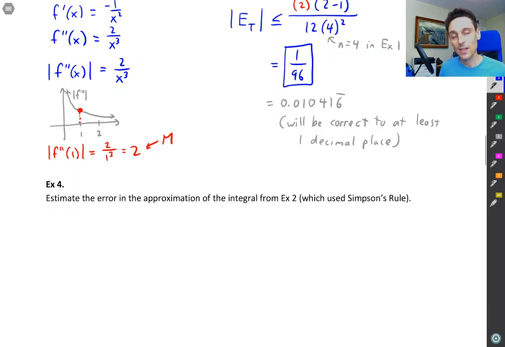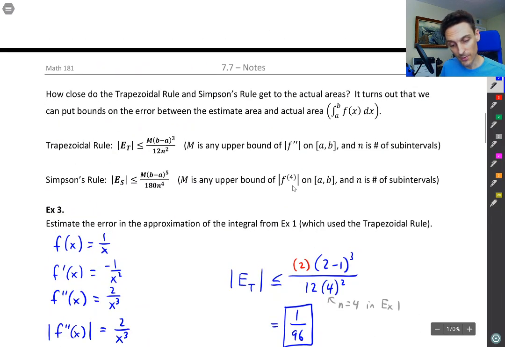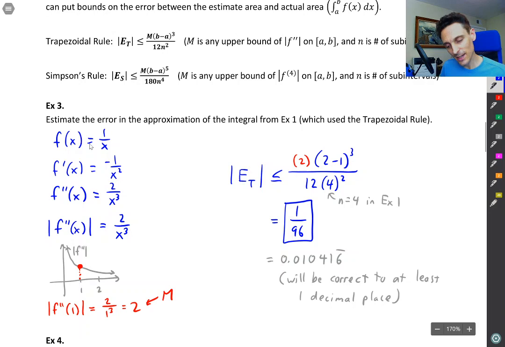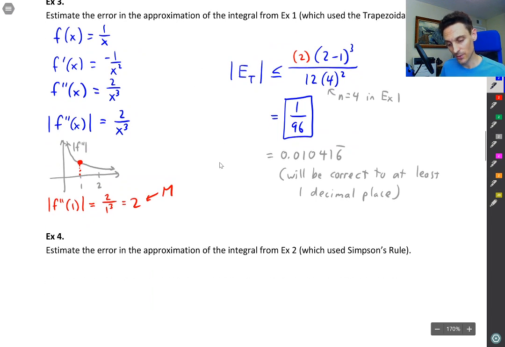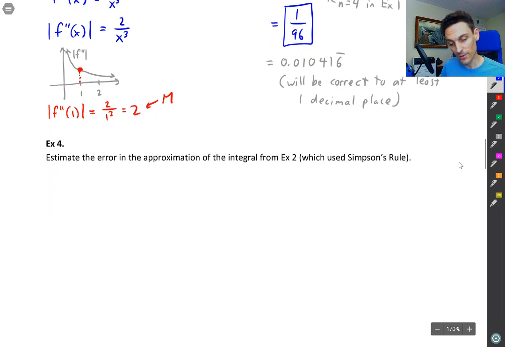Welcome back. So in example 4, we're looking at Simpson's rule. We're still going to go back and look at using the function from example 2, which is actually the same function that we've been using this whole time, which is 1 over x. And so for the Simpson's rule error bound, we need the fourth derivative of that function. We can use the fact that we've already taken the first derivative and the second derivative when we were trying to get the error approximation using the trapezoidal rule. So let's just continue taking now the third derivative and then the fourth derivative.